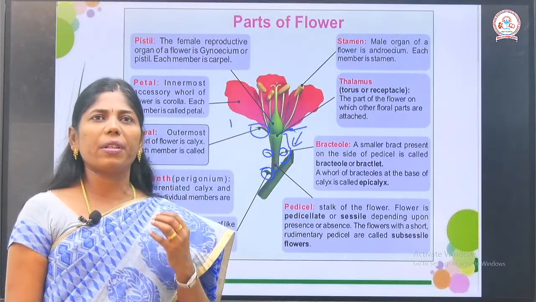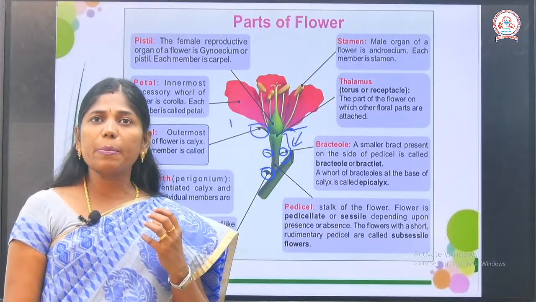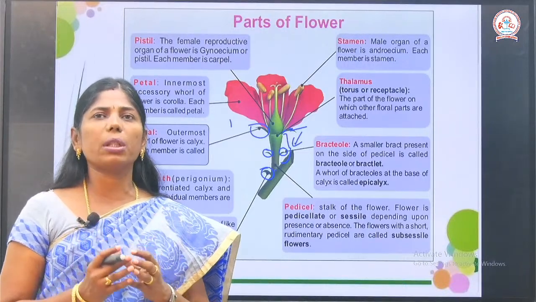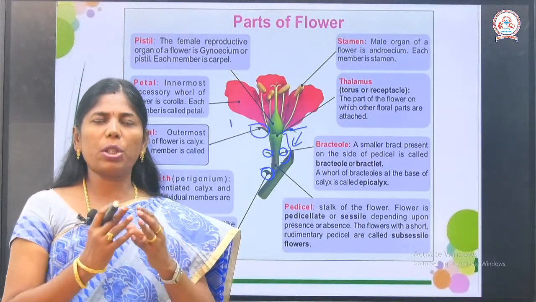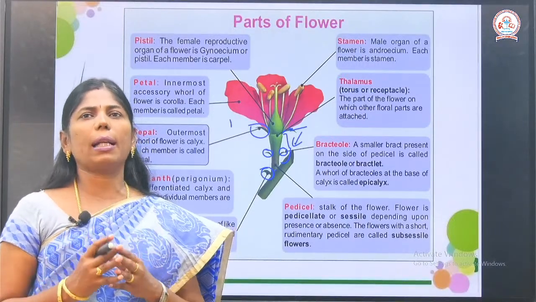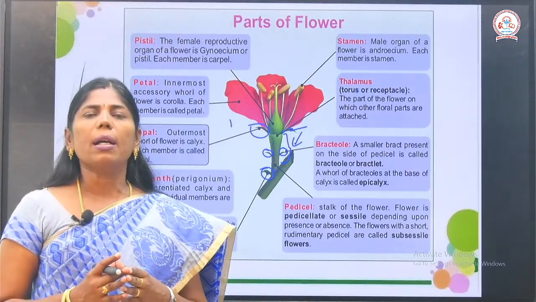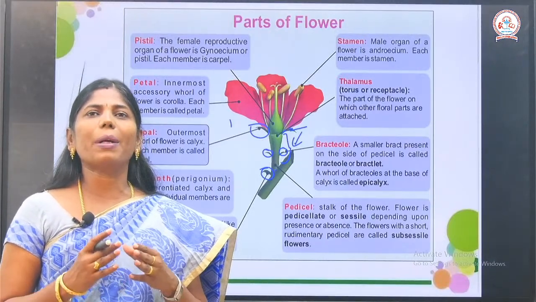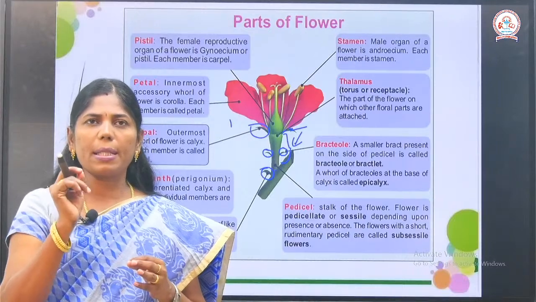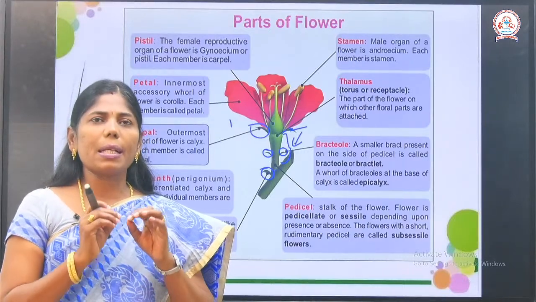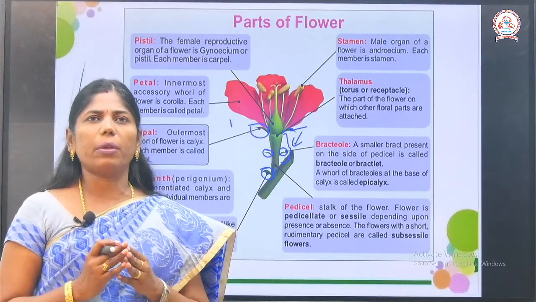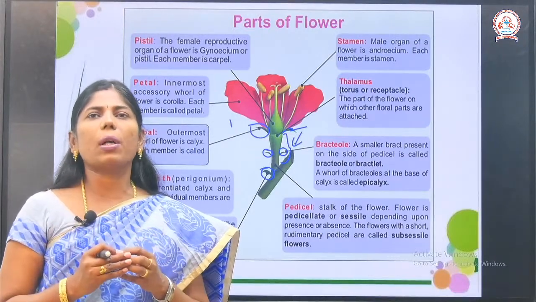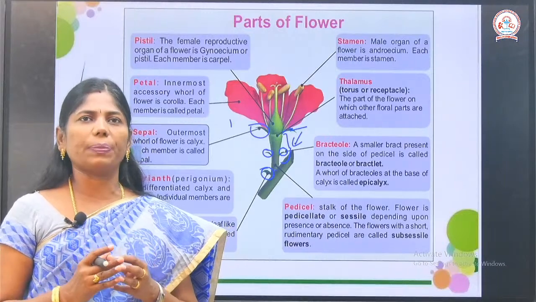Calyx is the first whorl of the flower. The calyx is made up of a number of sepals together forming a calyx. This is green in color, involved in photosynthesis, and protects the flower in the bud conditions. If the sepals are separated from each other, that is called polysepalous. If they are united, that is called gamosepalous.